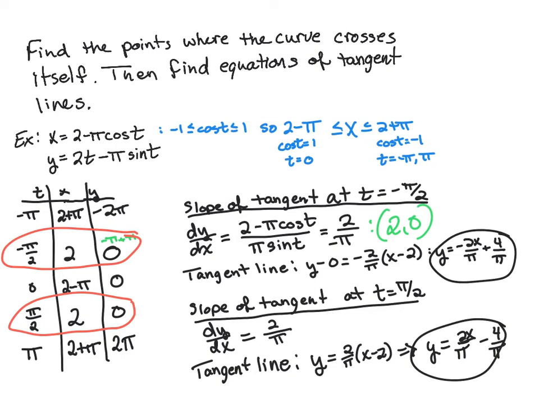For the other point where it crosses, t is positive pi over 2. So y minus 0 equals the slope, 2 over pi, right? Because you're plugging in a positive pi over 2, 0 here, that's a positive 1 there. You just get 2 over pi, and the slope times x minus the x value. The equations are similar, but they are different.